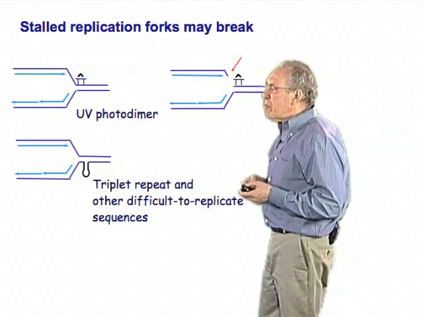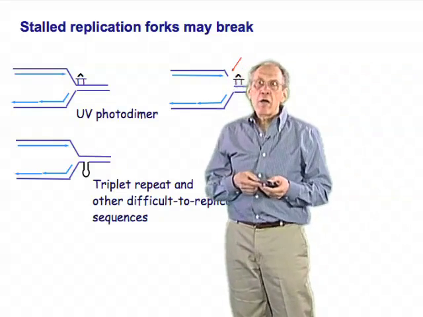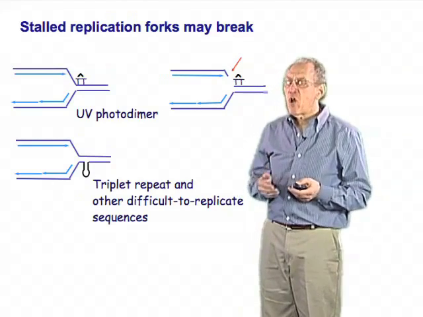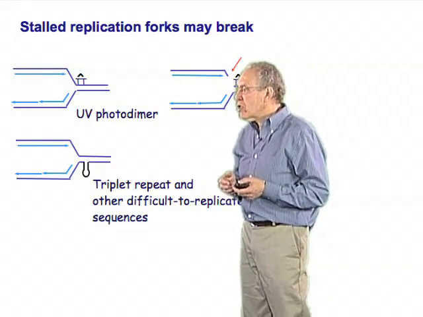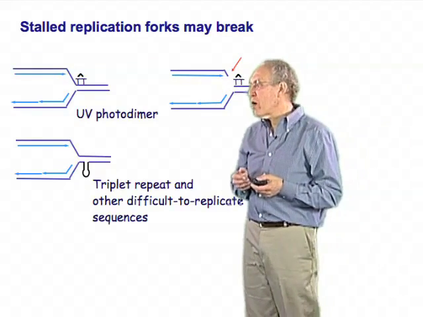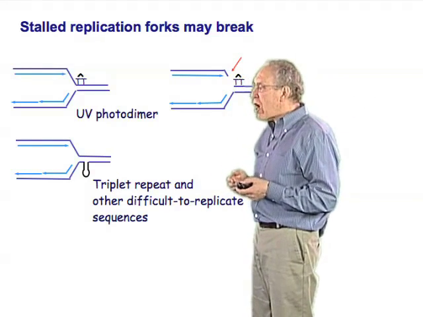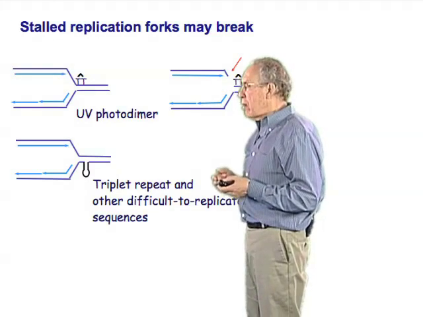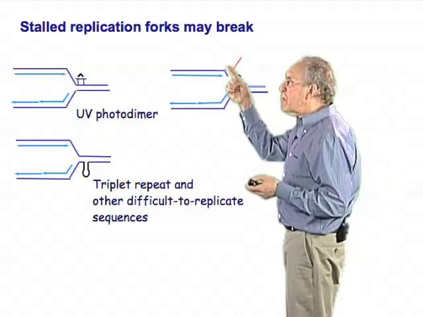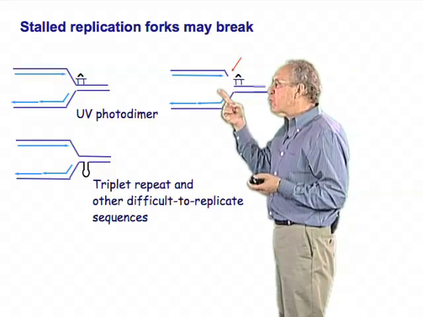Stalled replication forks can be produced in a large number of ways. The two that I've illustrated here are places where the DNA replication fork encounters lesions which it cannot go past. The first of these are UV-induced photodimers, cyclobutane dimers, which are formed primarily between two adjacent thymidine residues. These photodimers really block the progression of the DNA replication fork and can lead to the breakage of these molecules by some kind of either torsional stress or, in fact, by enzymes which cleave the DNA.